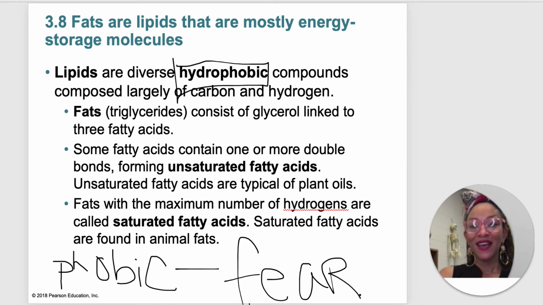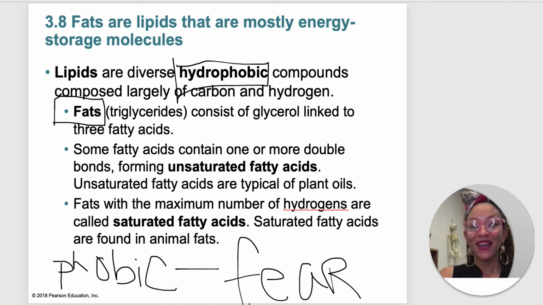It looks like the oil kind of mixes for a second, then they separate again. That's because lipids are hydrophobic, they do not dissolve in water. They don't like to be around it at all. Okay, so there are a few different types of lipids. So let's talk about fats.